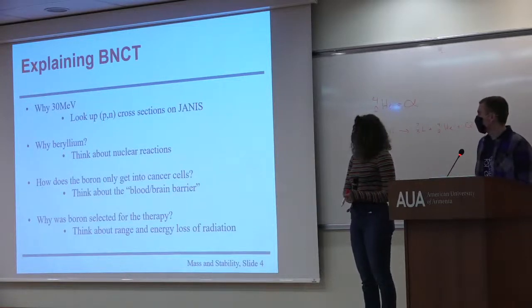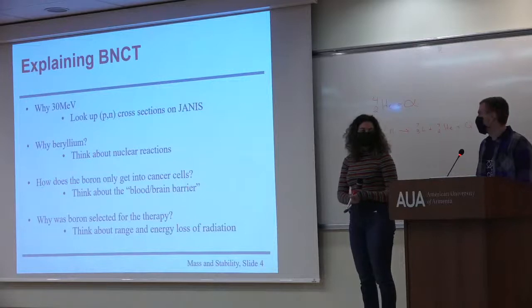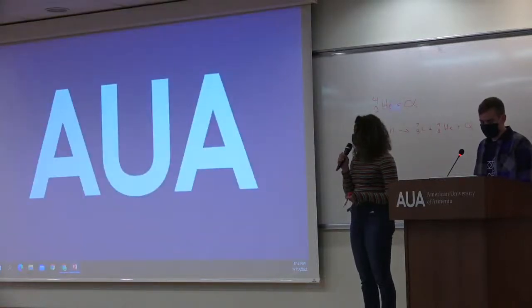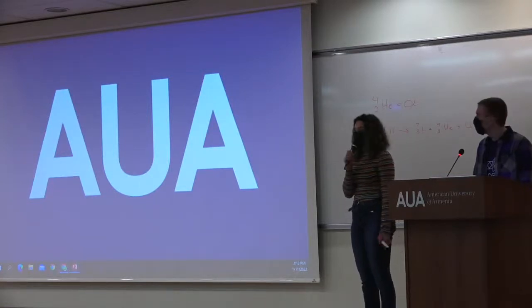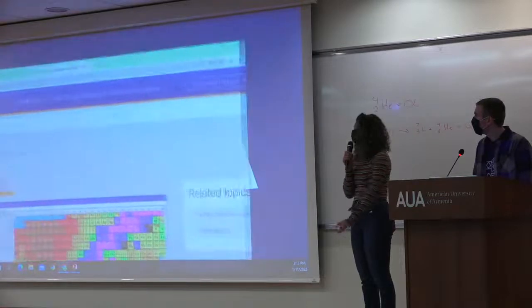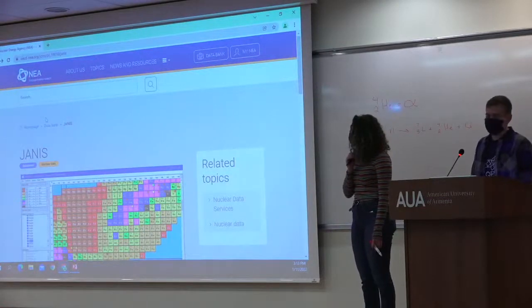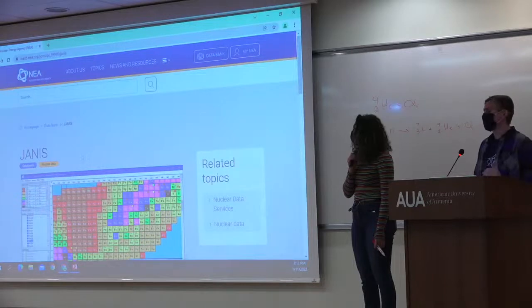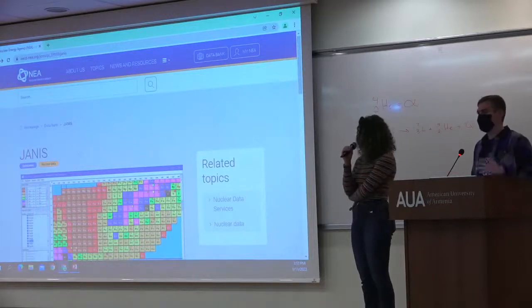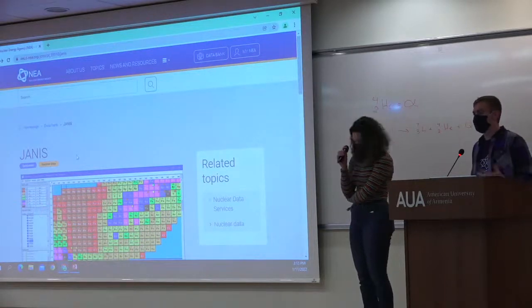We're going to take a look at one of the many, many databases that, if you're a nuclear scientist, you will constantly be checking. Janus! If you do nuclear, you're going to be on Janus so often. This is Janus. It's organized by the Nuclear Energy Agency, and it's basically a large database of how different particles interact with different elements.